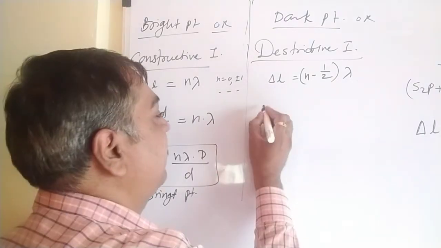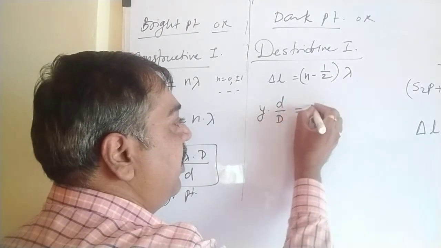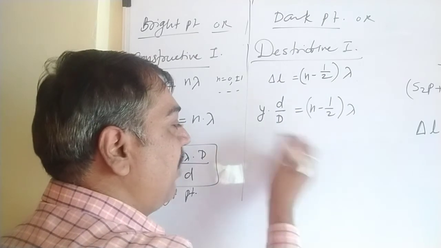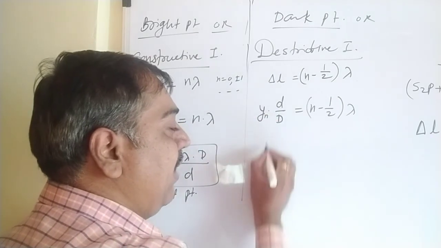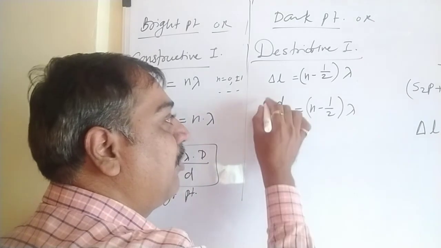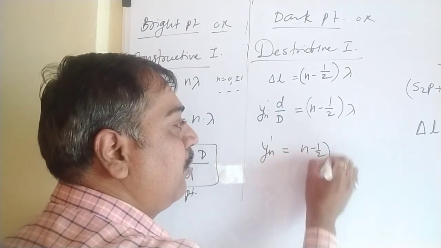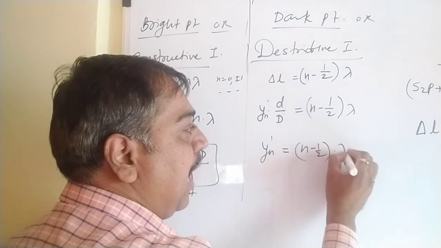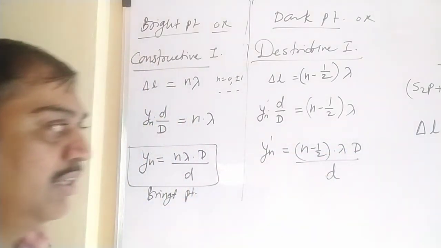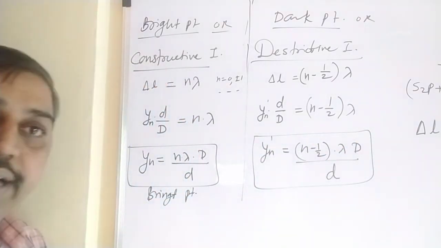So put the value of this. It is y into d divided by D equal to n minus 1 by 2 into lambda. Now for the nth point, it would be yn, so for the nth dark point, yn dash, equal to n minus 1 by 2 into lambda into capital D divided by small d. This will give the condition for dark point, destructive interference.